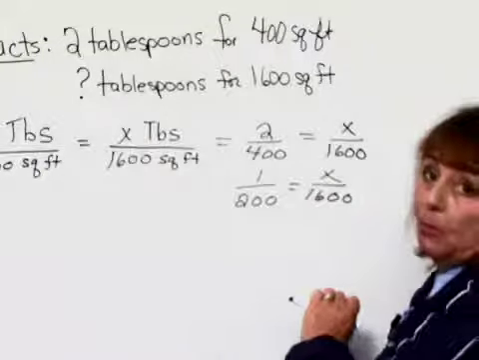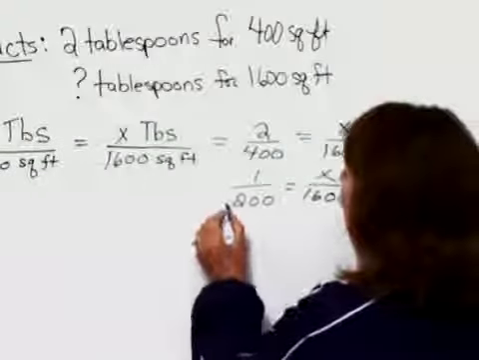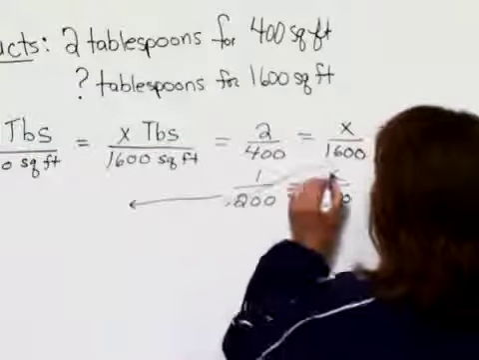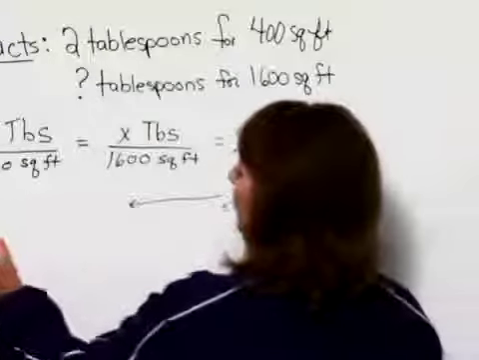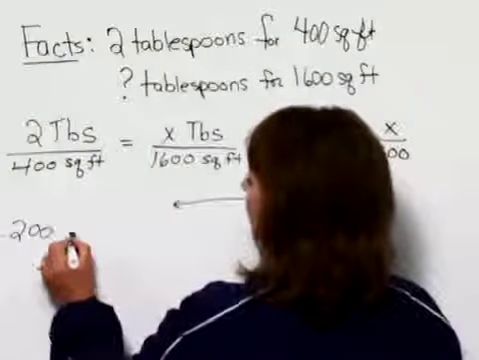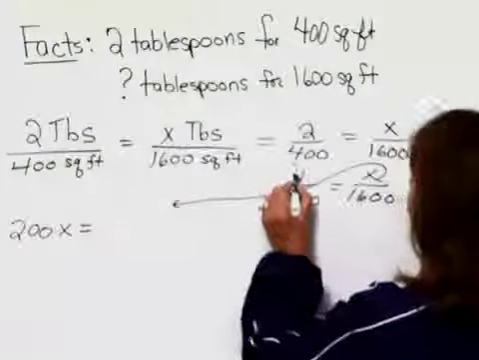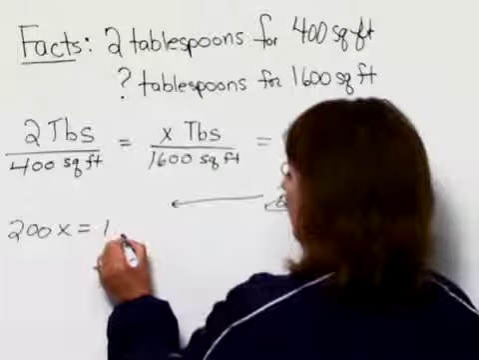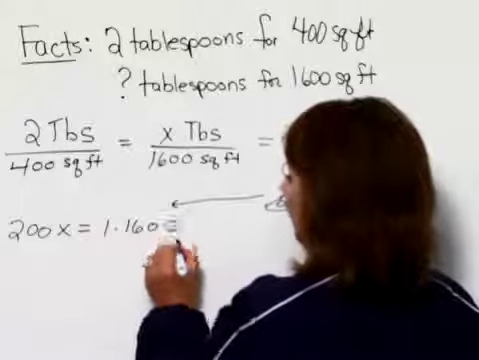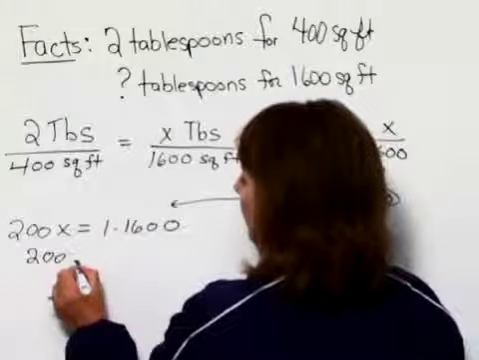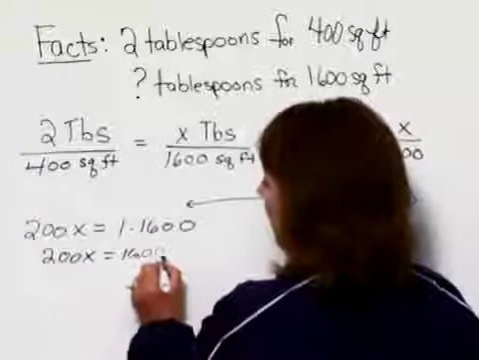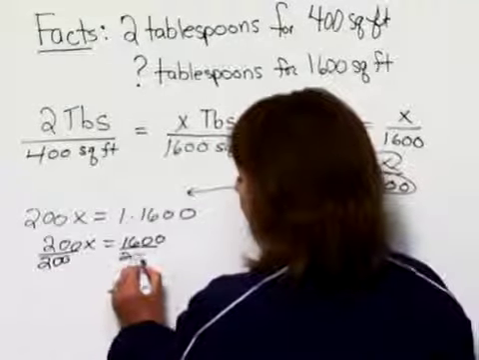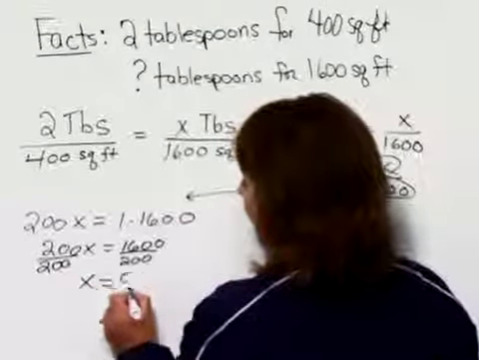Now to solve a proportion, we use cross products. So we're going to come over here and we're going to write our cross product. We have 200 times X equals the second cross product, which is 1 times 1,600. So that's 200 X equals 1,600. Now we divide both sides by 200. And we get X equals 8.